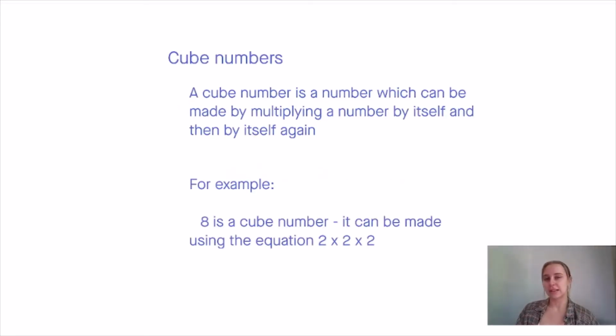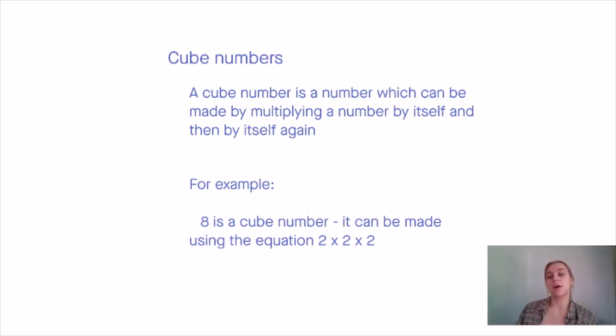We'll take that concept a little bit further and look at cube numbers. So a cube number is similar in concept to a square number, but instead of it just being a number that's been multiplied by itself, it's a number that's been multiplied by itself and then by itself again. So you have 3 of the number multiplying by each other.